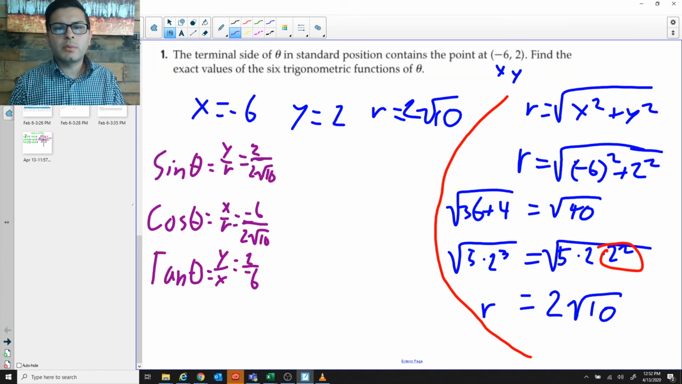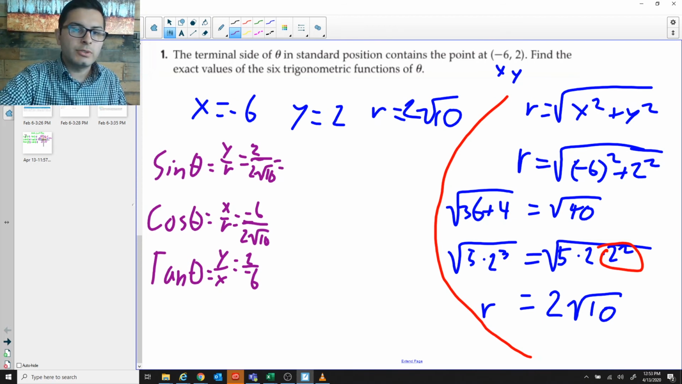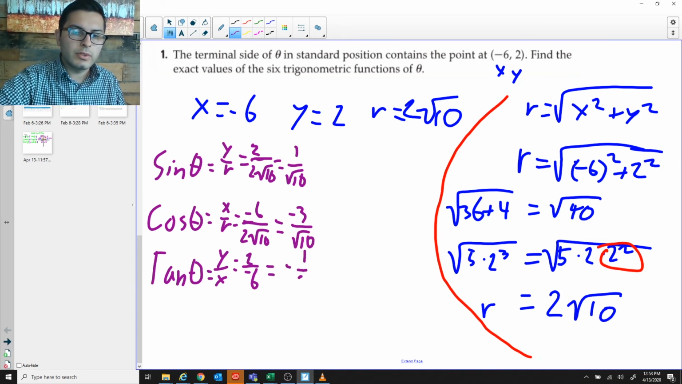Now you will have to do a couple steps to this. First, you'll have to simplify and then you'll have to rationalize. Here's a pro tip. I want you to simplify first and then write out the other 3 trig functions and then rationalize everything. There's a 2 on top, 2 on the bottom, so this will just be 1 over square root of 10. This will be -3 over square root of 10. This will be -1 over 3.